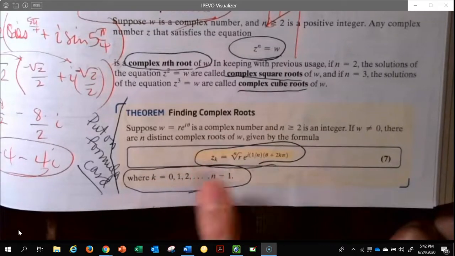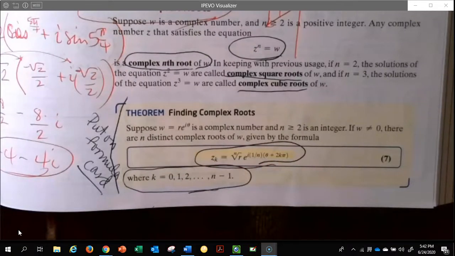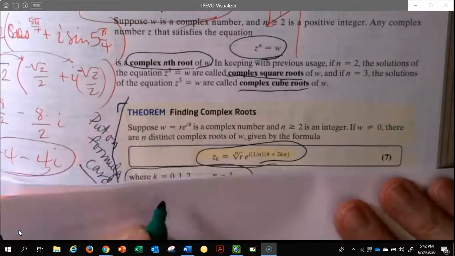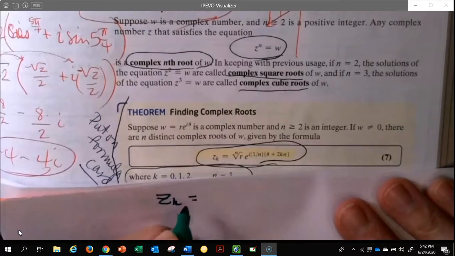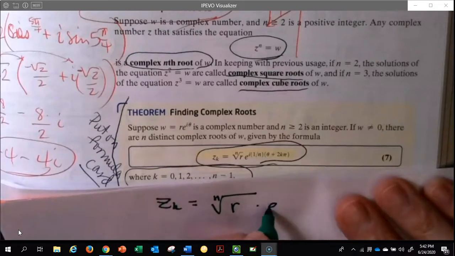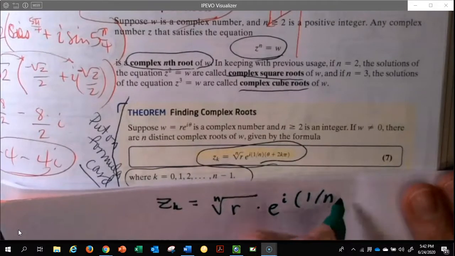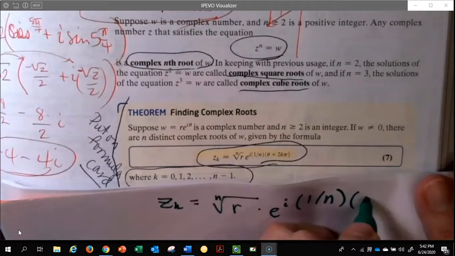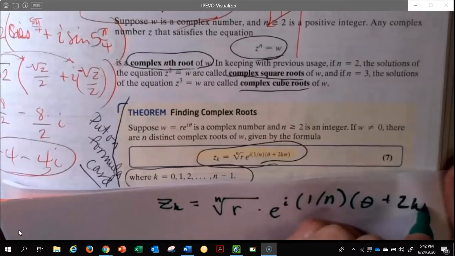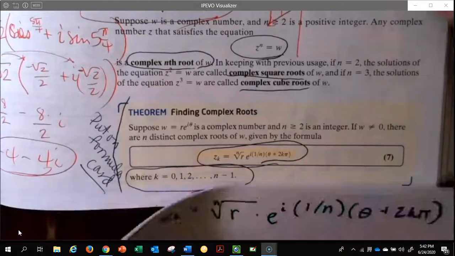But before we get going on these, we have to get us a template. So that's what we're about to do, is get our template. And so let us jot down this piece over here, that z sub k, in our case it's going to be 3, is going to be the nth root of r times e to the i, 1 divided by whatever n we have. We have 3 in our example, and then theta plus 2k pi. That's going to get us our template when we fill in the rest of the pieces.